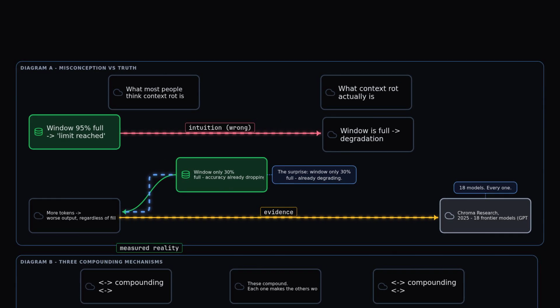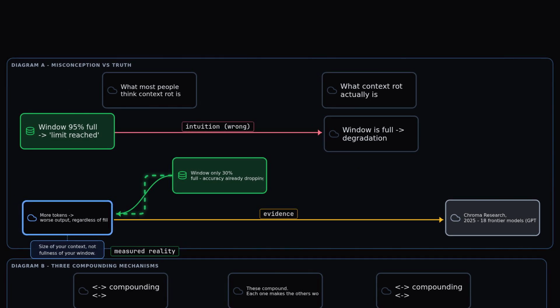Most people think context rot is the window filling up. Window hits its limit, performance drops. Intuitive, but wrong. Look at the bottom bar. Chroma Research 2025 tested 18 frontier models, GPT 4.1, Claude Opus 4, Gemini 2.5. Performance degrades long before the window is full, sometimes at 30% fill. More tokens in, worse output out, regardless of how full the window is.